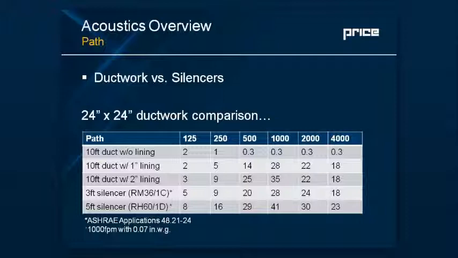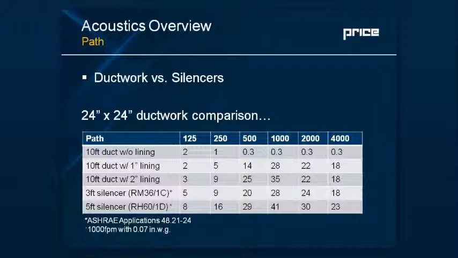Now when you look at the 3-foot and the 5-foot silencer, you see immediately that your low-frequency attenuation is better. And especially in the case of the 5-footer, across all frequency bands, you're getting a tremendous amount of absorption. So this is why silencers are used, because simply you don't have the amount of duct length between the source and the receiver to allow for sufficient absorption. So you have to go with a silencer.